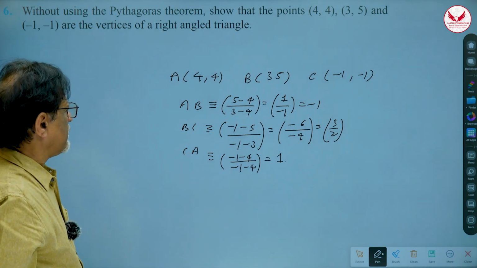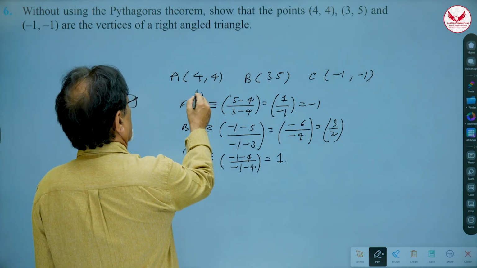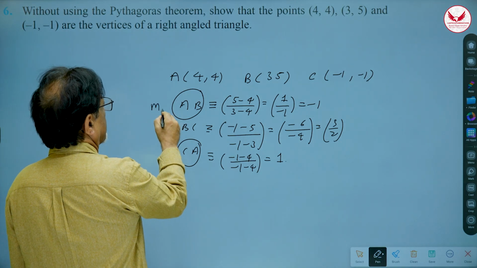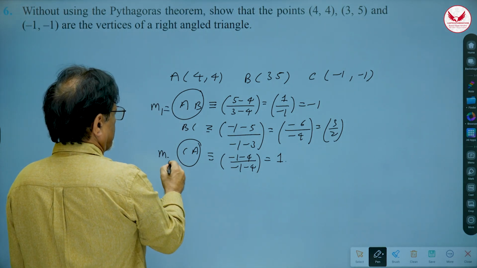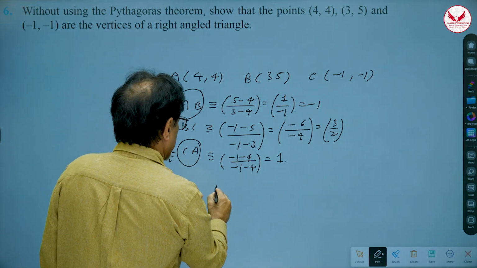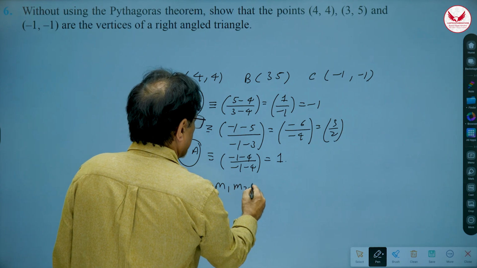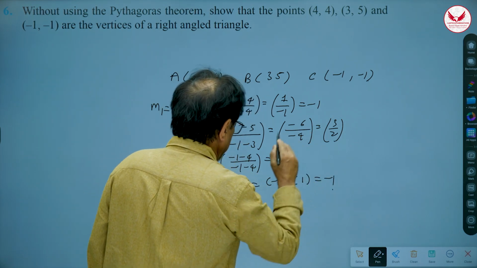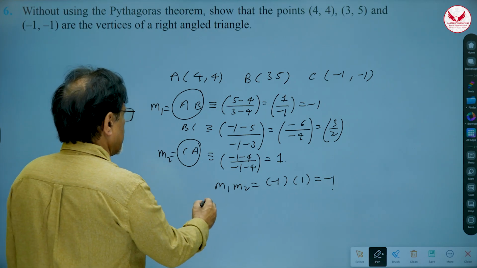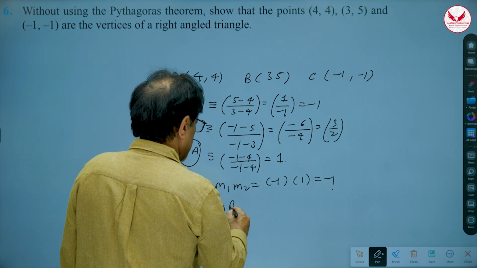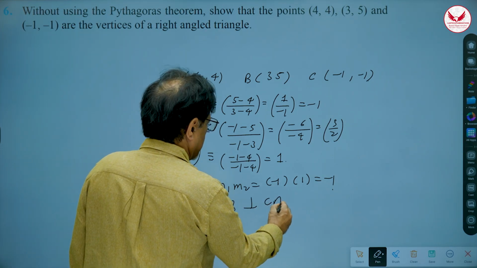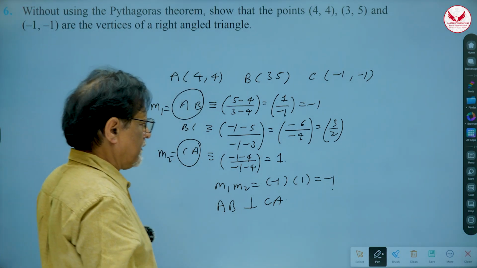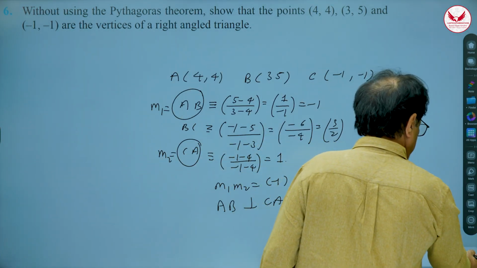Now you can clearly see that the product of the slope of AB and the slope of CA, let us call it M1 and let us call this M2. So what is the product of M1 and M2? M1 and M2 is -1 multiplied by 1, which is -1. Therefore, AB is perpendicular to CA, and hence we have proved that the triangle is a right angle triangle. Okay, that's the end of it.